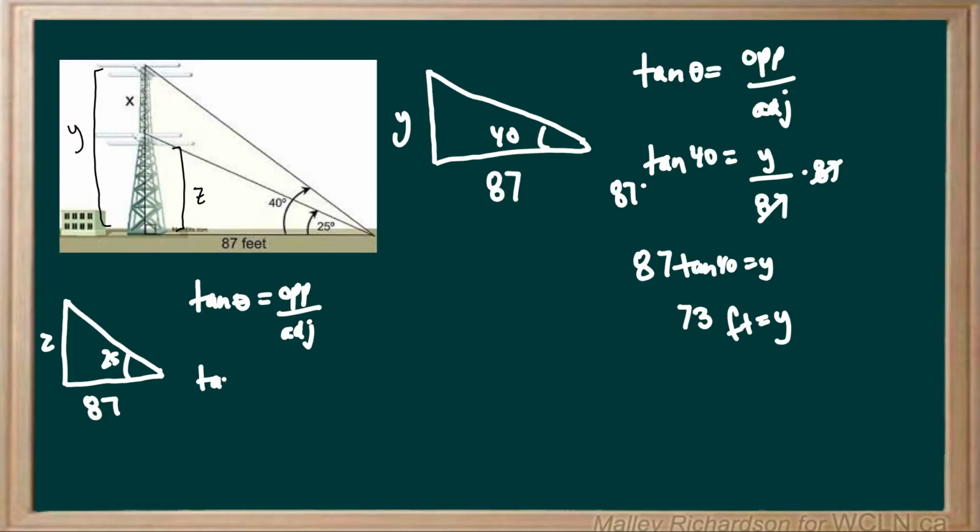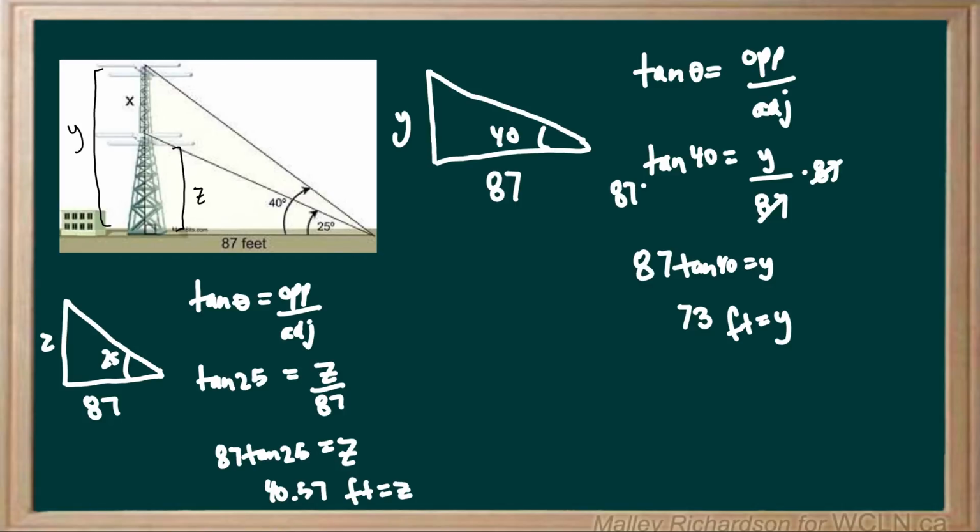Tan theta is tan 25, and then opposite over adjacent is z over 87. Cross multiply by 87, and you get 87 tan 25 equals our small height of z. And then plugging this into your calculator, you get your height of z to be 40.57 feet.